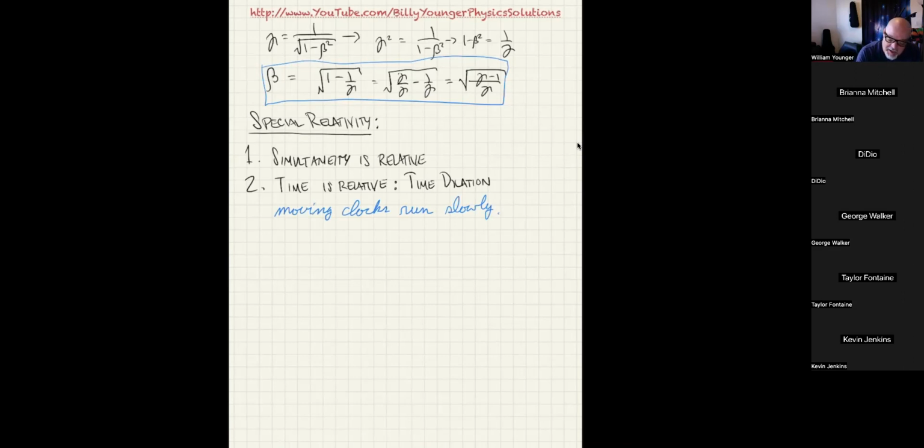Okay. Then we have a third ramification. And that ramification is length, which I've already mentioned, is relative. And there's something called length contraction.